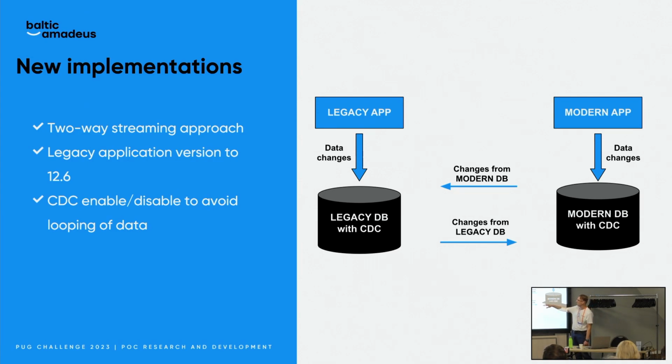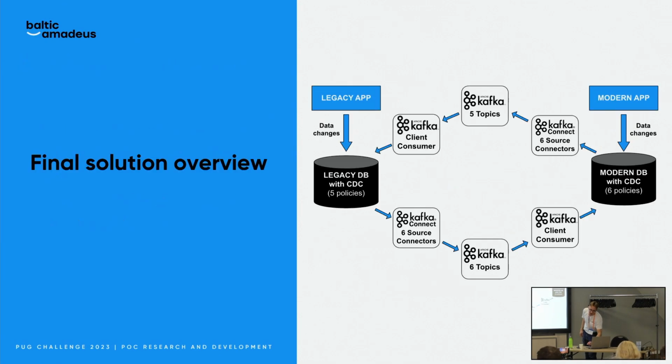Each of the applications has only one consumer, and if the change comes to the consumer, we first disable the CDC, do the changes, then re-enable it, because we need CDC to track the changes which are made in the application, not from synchronizing the data from Kafka. And the final solution pretty much looks like that. It's a few more items on the diagram, but it's pretty much the same. These are just copy-pasted over there.